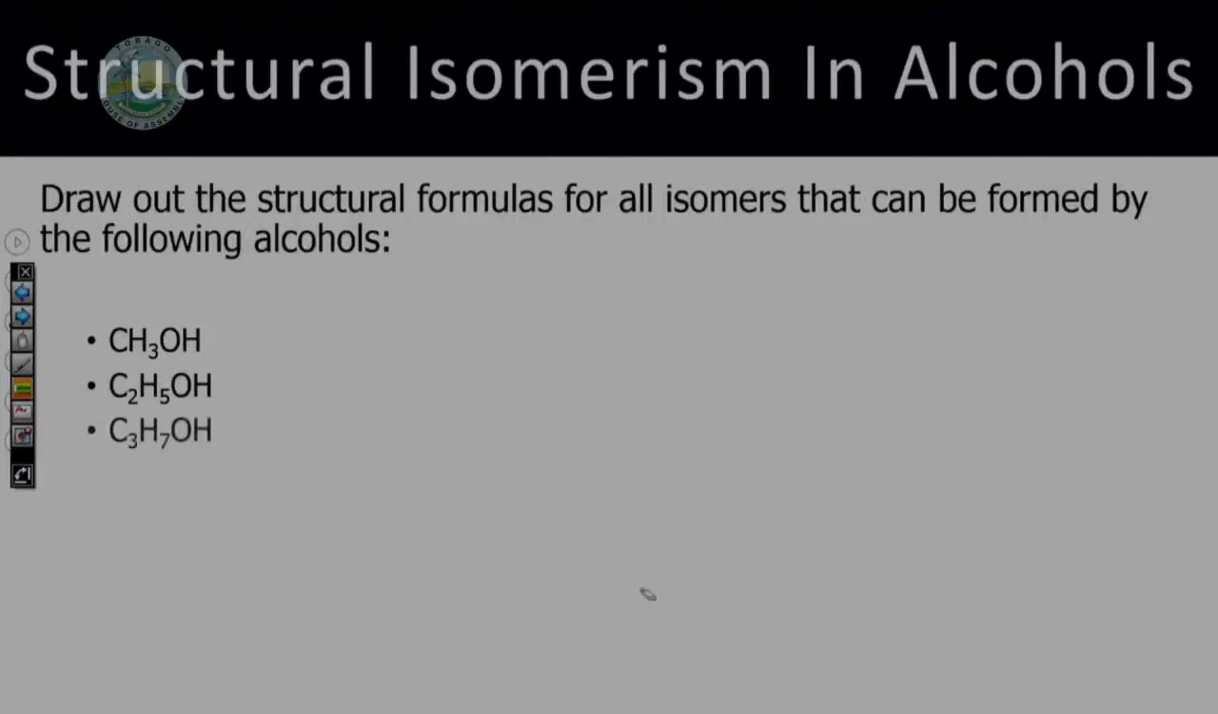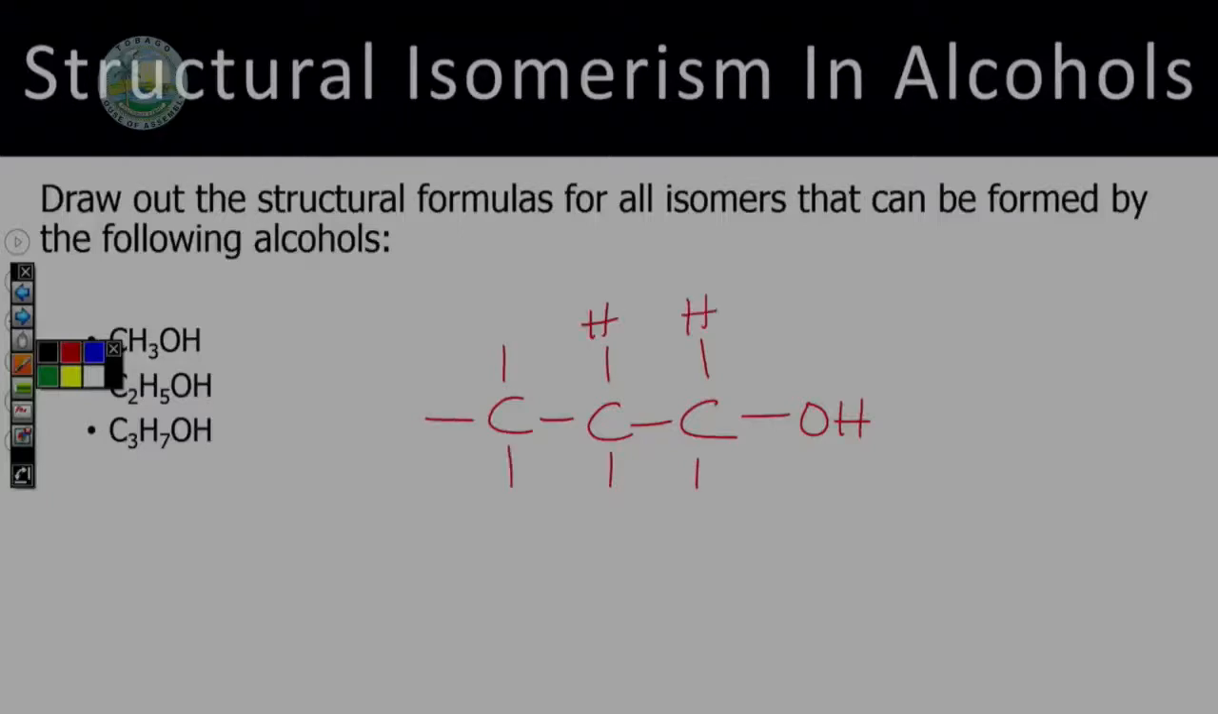All right, let's look at the next one, the third one. Let's move ahead. So we have 3 carbons, 1, 2, 3. And of course, we need to have an OH group connected to here. And we need to find out, is it possible for us to have an isomer coming from this particular alcohol?